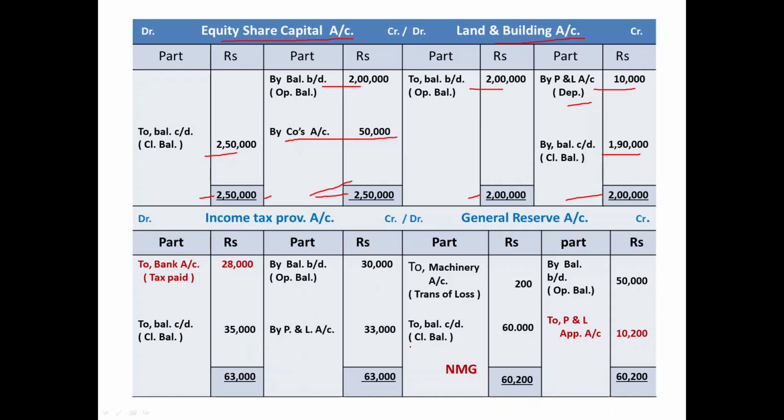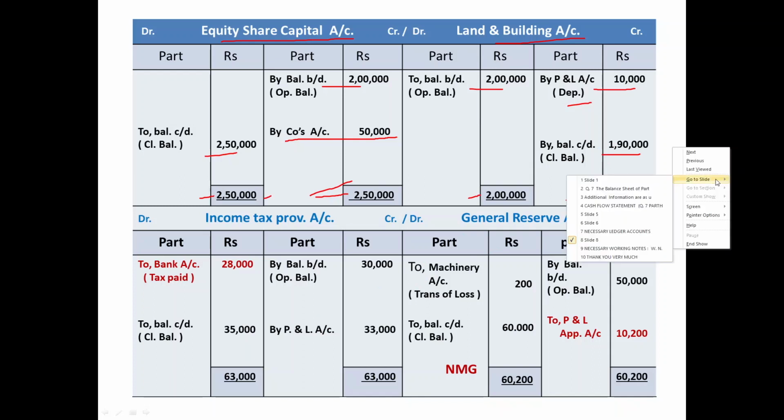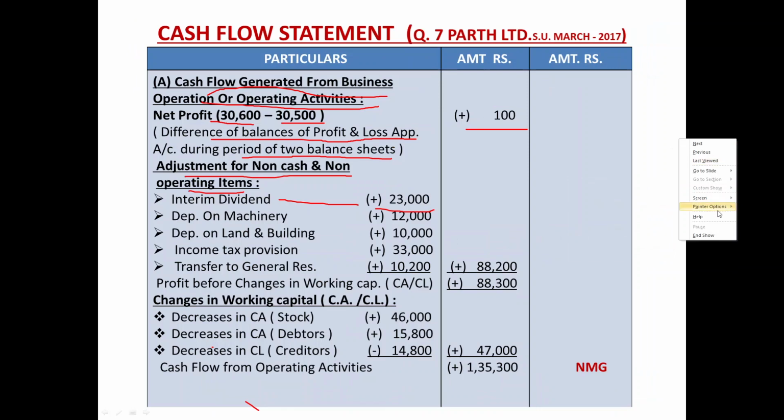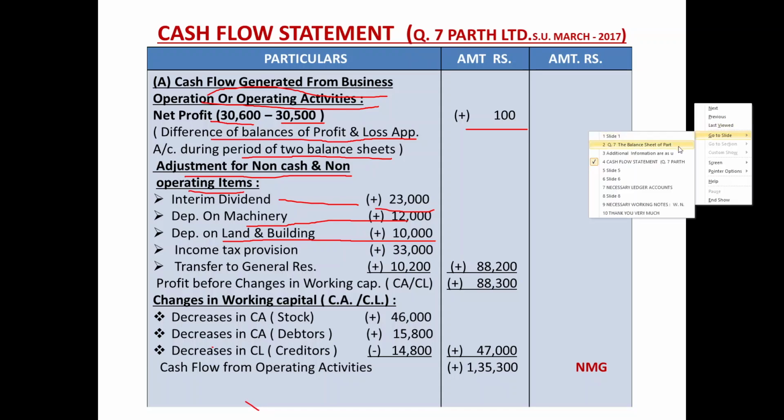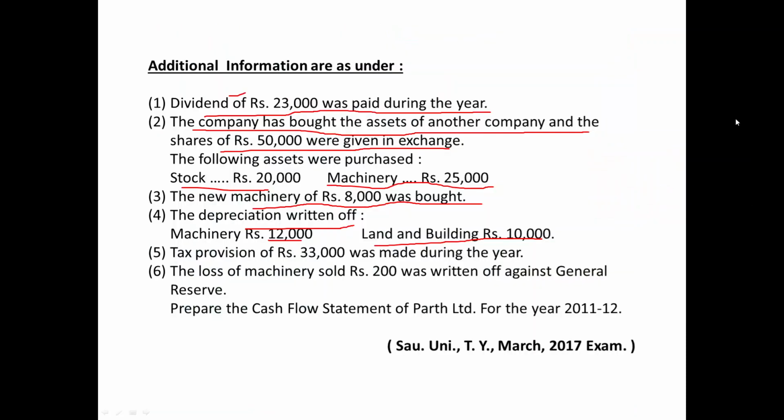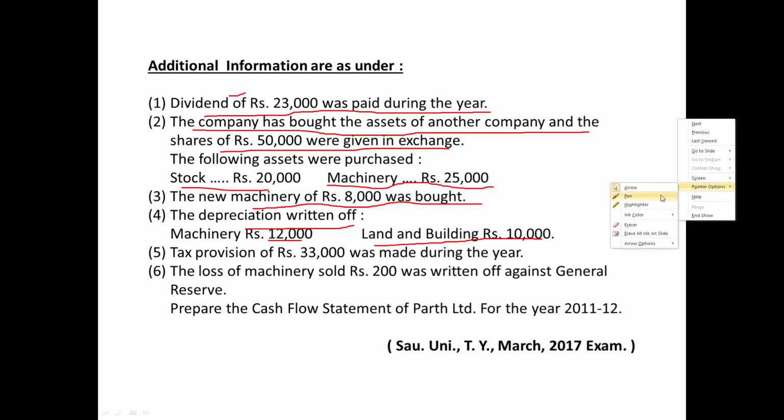Depreciation is always a non-cash item. You know it very well, and that is why it should be and will be added back in the current year's net profit under the first item. Let us add back depreciation on machinery 12,000, depreciation on land and building 10,000. Land and building account already closed. Machinery account is still open because one more transaction has been given related to machinery. So wait, let us verify the next point of additional information.